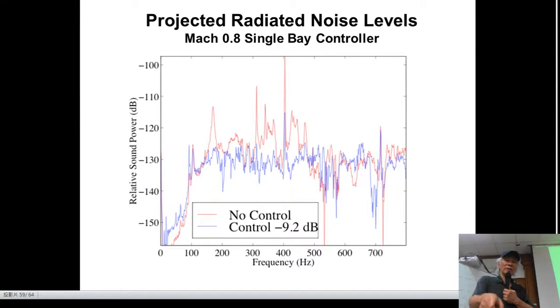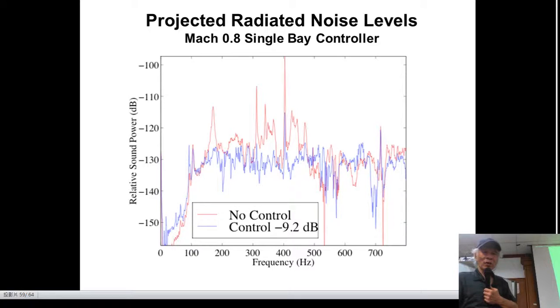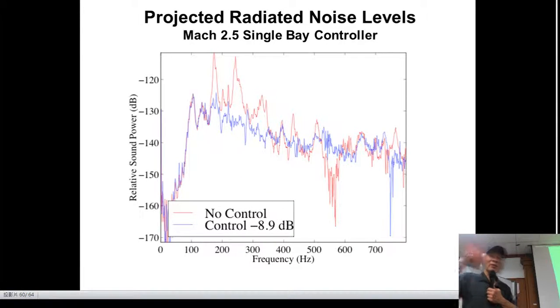And the GPC can reduce about 9 dB. The GPC can do that, 9 dB. All right? And for Mach 2.5, the GPC can reduce 8.9 dB. So whether it's Mach 0.8 with 9.2 dB or this with 8.9 dB, it's not bad, right? Because when you have a higher Mach number, you excite more frequencies.